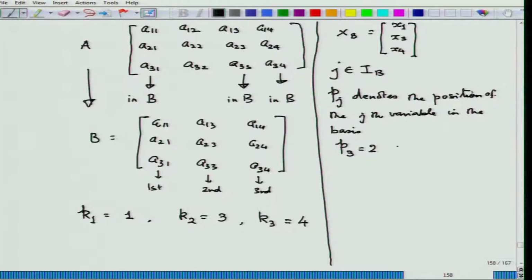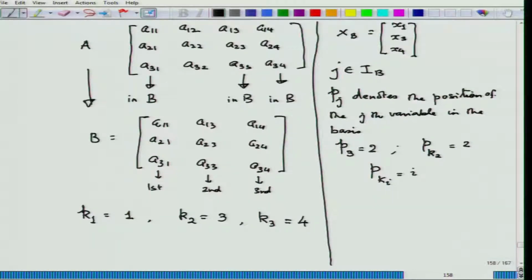Okay. But if you observe, what is 3 here is K2. So, P K2 is 2. So, in that sense one can write in general P K I is I. So, it tells you that the third variable in the actual setup x1, x2, x3, x4 is the second variable of the basis matrix. Okay. So, these are certain notations which would be helpful when we do the simplex method.